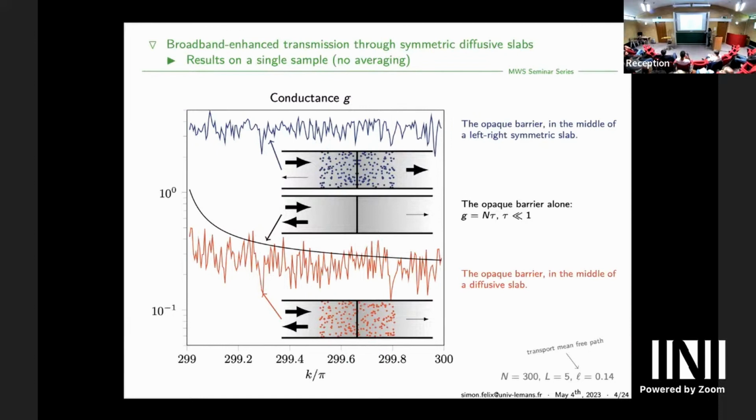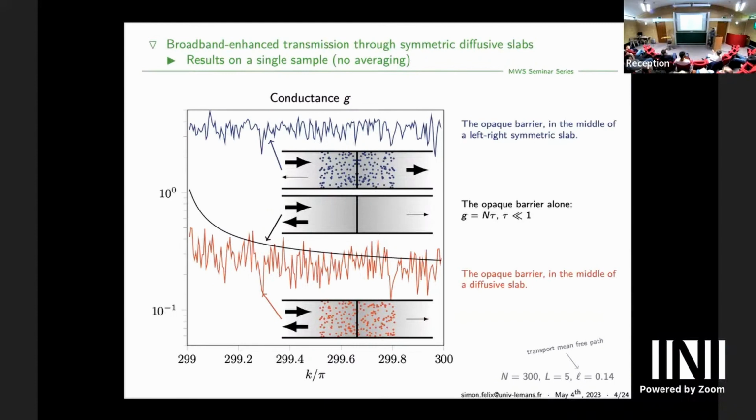Now we add the diffusing medium on the left part and the right part of the barrier, and we have this conductance, which, as it is measured on only one sample, shows these fluctuations of the conductance, which are classical for this case of disordered media.